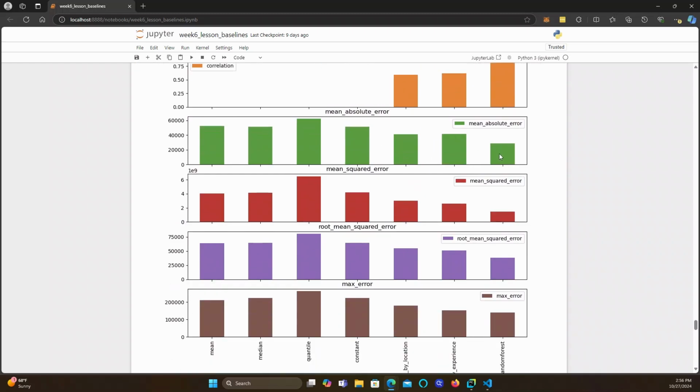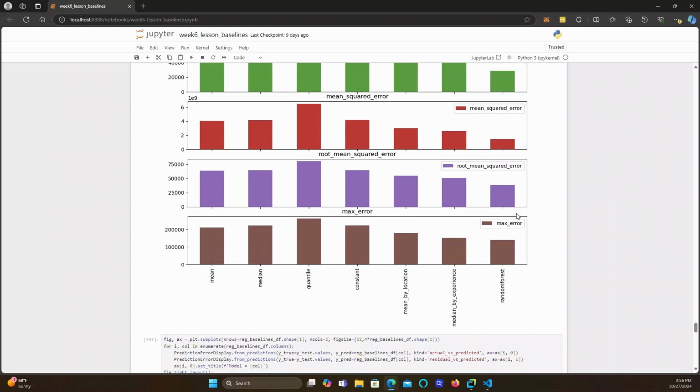Mean absolute error, you want this to be lower. And the random forest is clearly lower than everybody else. It's clearly lower on mean squared error, clearly lower on root mean squared error, and clearly lower on max error, although these are actually getting a little bit close together.